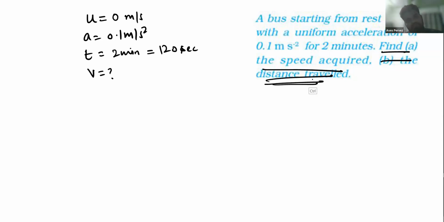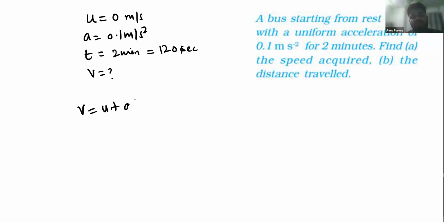V is equal to U plus AT. So yes, we will use the first equation. V is equal to U plus AT, so we'll write here 0 plus A, which is 0.1, into 120. V is equal to 12 meters per second.